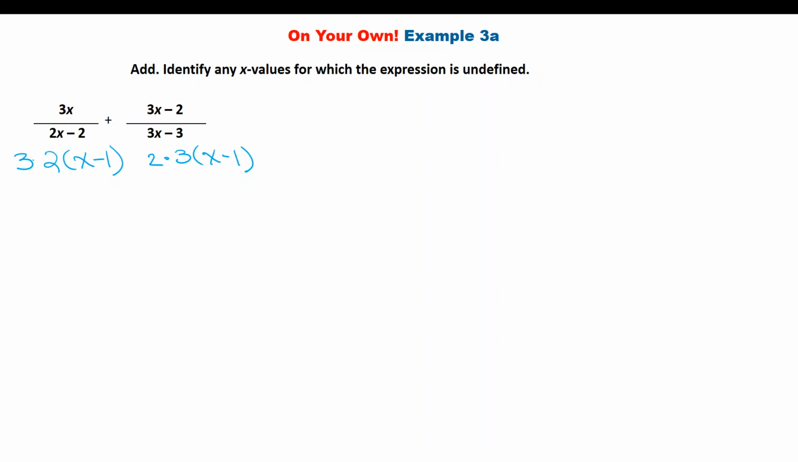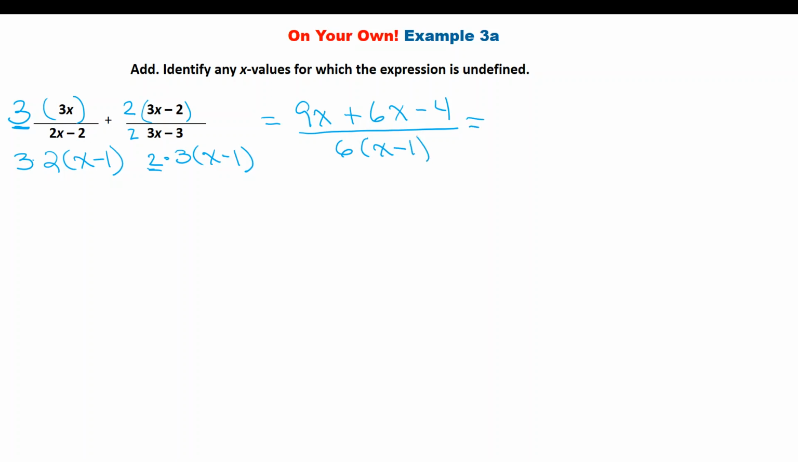So if I multiplied 3 on the bottom in the denominator on this expression, I'm going to multiply 3 on the top. And here I multiplied 2 on the bottom, so I'm going to multiply a 2 on the top. So I'm going to go ahead and multiply those on through, and 3 times 3x is 9x, plus 2 times 3 is 6x minus 4. And on the bottom for our denominator, we have 6 times x minus 1.